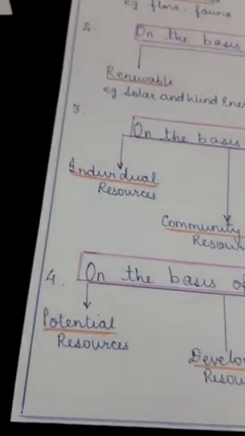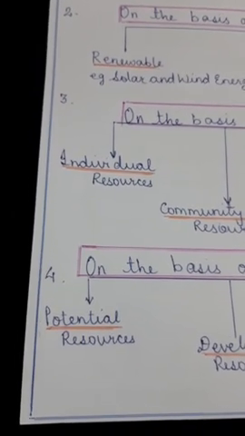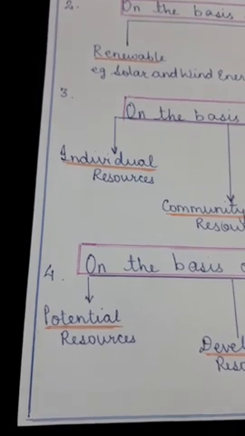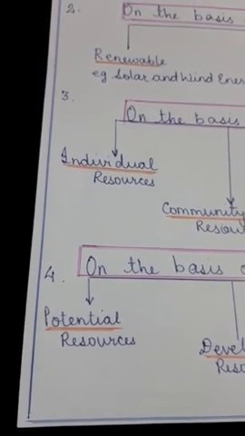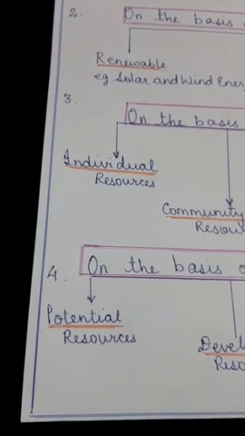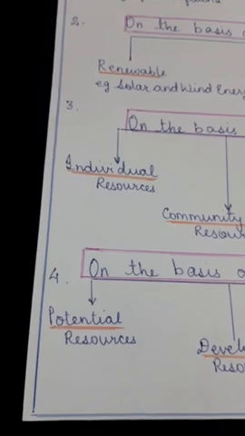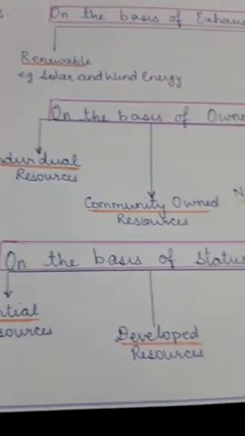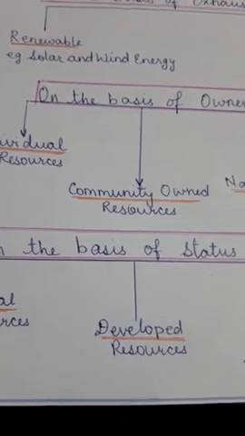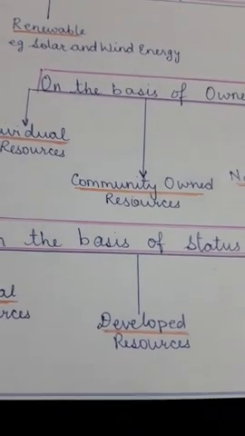First of all, the potential resources. These are the resources which are found in a particular area, but they are still not in use. They have not been used so far. Like in the Thar desert in Rajasthan, there is great potential of solar energy, but still it has not been harnessed. Developed resources are those resources which have been surveyed, their quality and quantity is known, and they are being used.